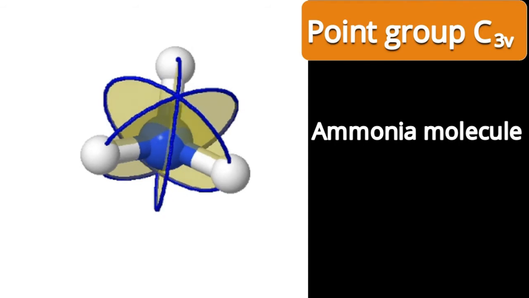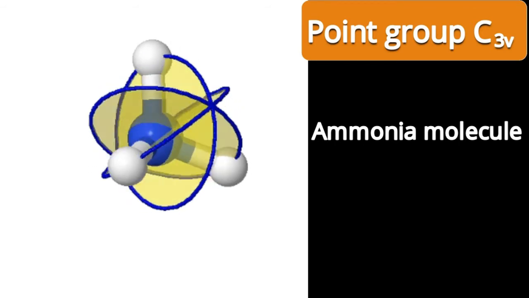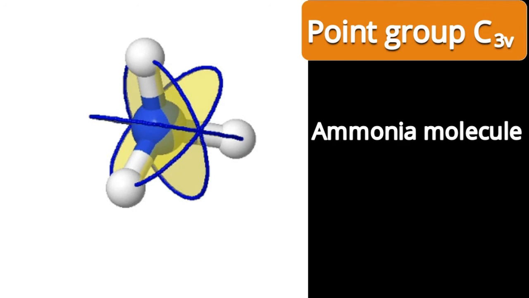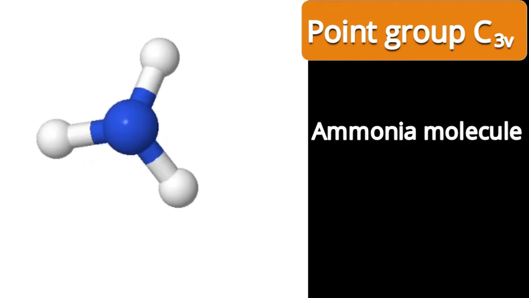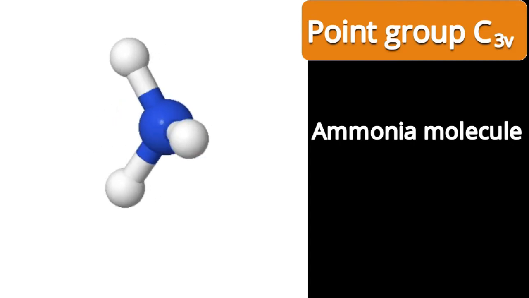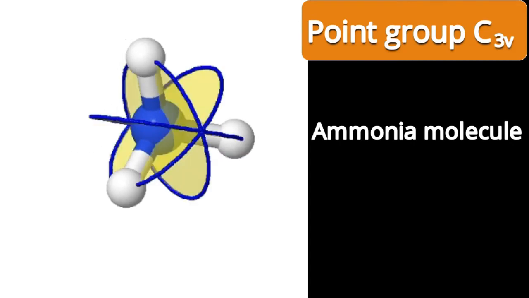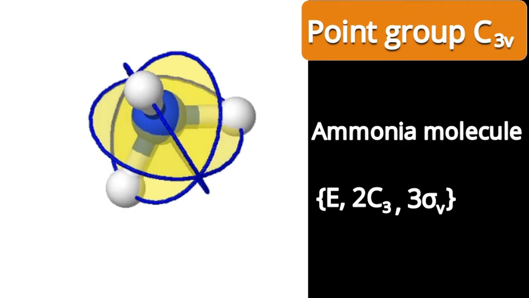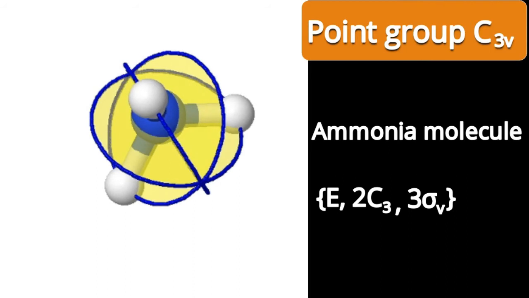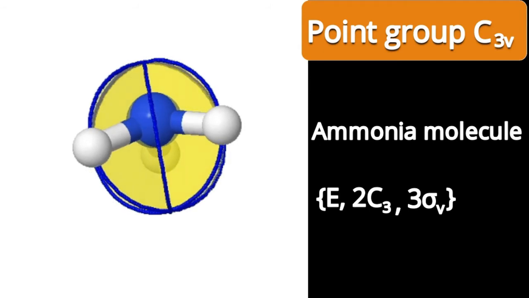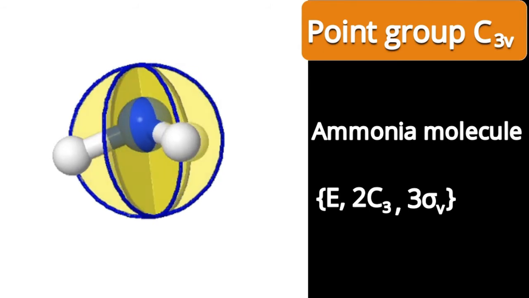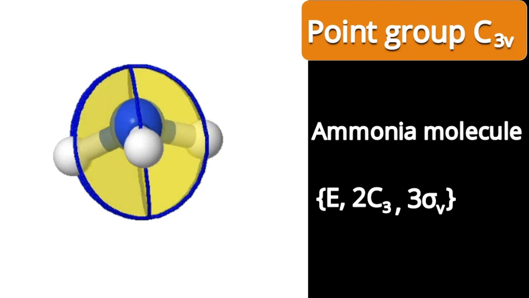What is the name of these planes? Vertical. Why? Because they are passing through the principal axis. They are along the principal axis. So how can I represent the total operations? Which operation do we consider first? Identity, comma, then from the axis, which operations were there? Two C3 operations, comma, then vertical planes, how many? Three. How many operations are possible on vertical planes? Three. So 3 sigma V.